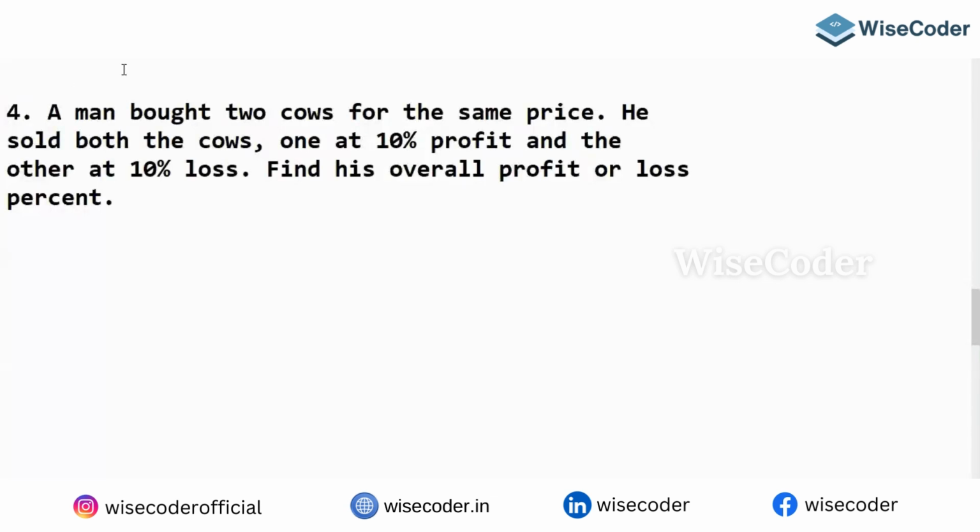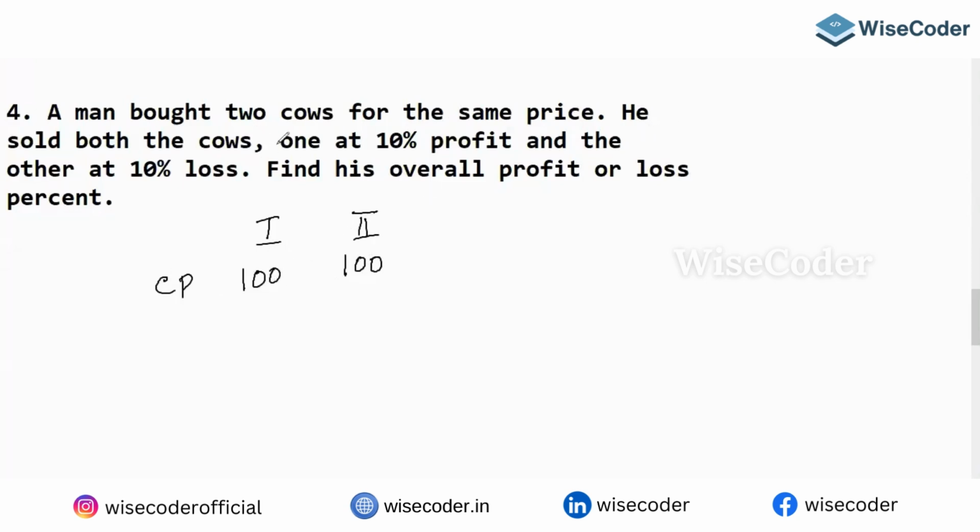I hope you are done with your answer. Look here. A man bought 2 cows for the same price. So this is the first cow, this is the second cow. Cost price: same price, he said, so you can take any value. I am taking 100, 100. So the cost price of both cows is 100.